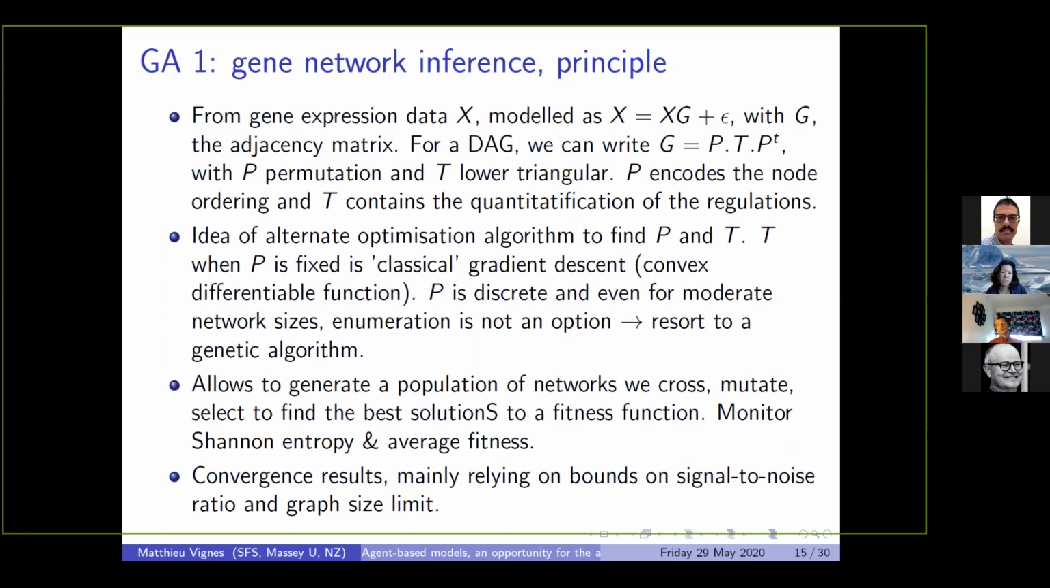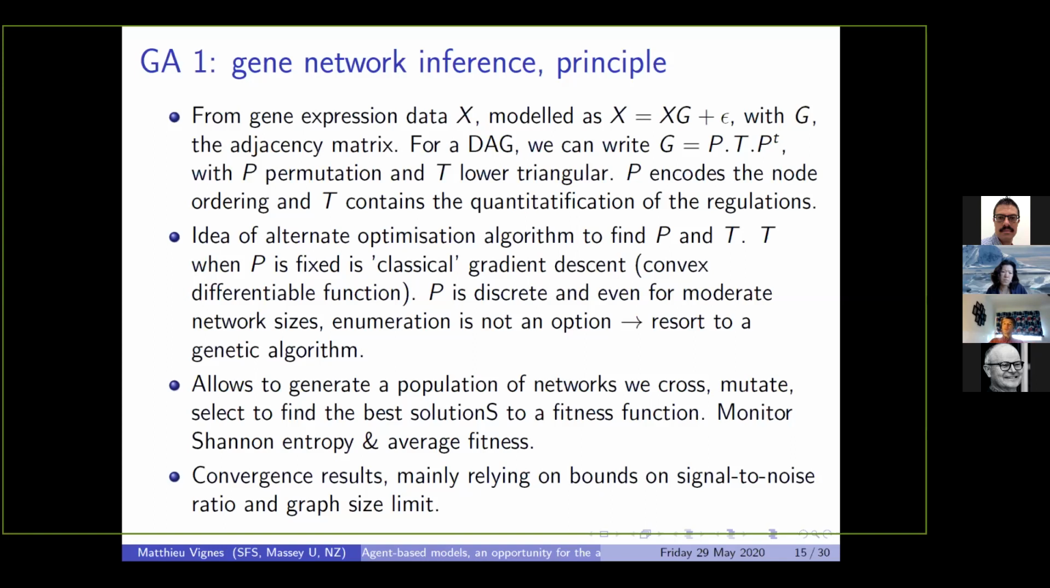So if the permutation is fixed, you can do a classical gradient descent because the fitness function we build is convex and differentiable. On the other hand, if T is fixed, P is a discrete matrix. As a matrix of permutations, that means it's a matrix of zeros and ones, and I think it's the sum of the columns that need to sum to 1. And even for moderate network sizes, you can't enumerate all the possible permutations of the nodes. So we chose to resort to a genetic algorithm to do that.